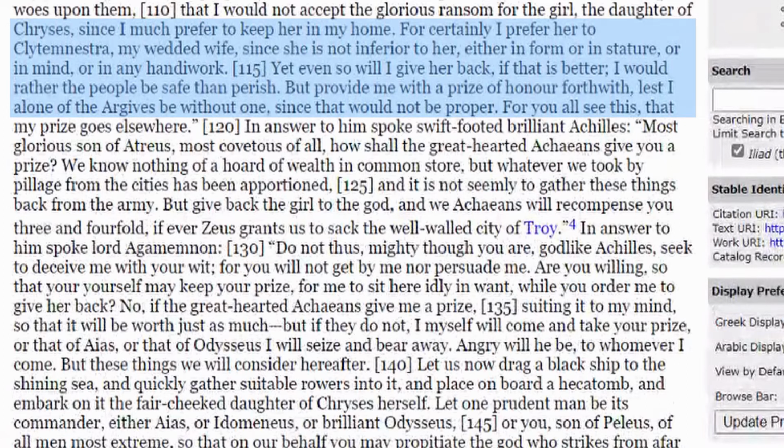But here is where Agamemnon proves himself worthy in the Homeric sense of being a leader. And what makes him worthy is that he is willing to take the hit to his personal honor for the sake of the people. And he says, "Yet even so will I give her back if that is better. I would rather the people be safe than perish." So this is a key point that should be kept in mind.